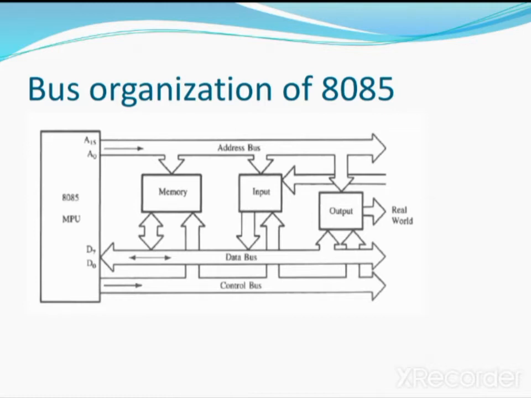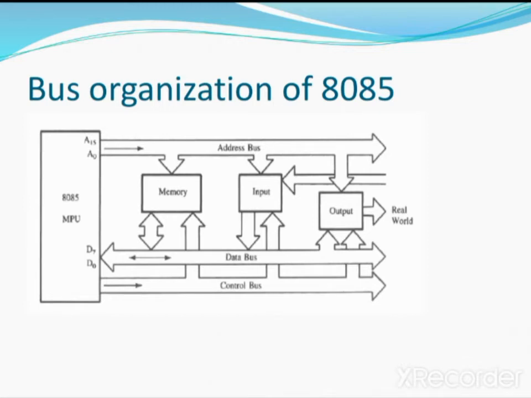It consists of 16 address lines A0 to A15. It operates in unidirectional mode. The address bits are always sent from the microprocessor to peripheral devices in one direction, not reverse. Microprocessor uses the address bus to perform the first function, identifying a peripheral or a memory location.